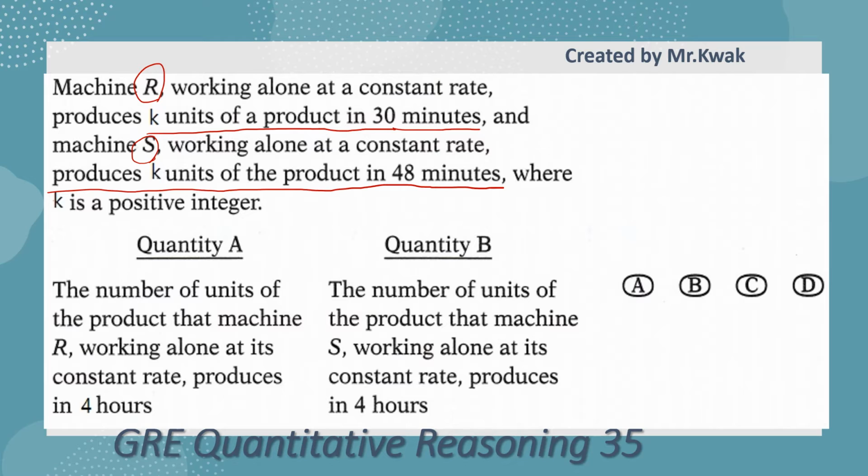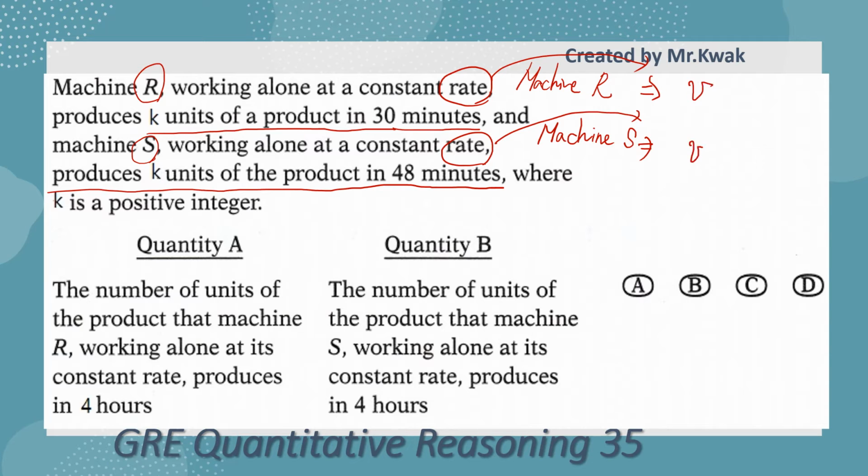So first of all, from these phrases, what we can figure out is there is machine R, and the other one is machine S. And we can figure out K units of product produced in 30 minutes, and there is the keyword rate. So we can think about the velocity to make something.